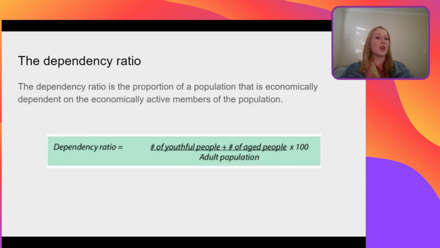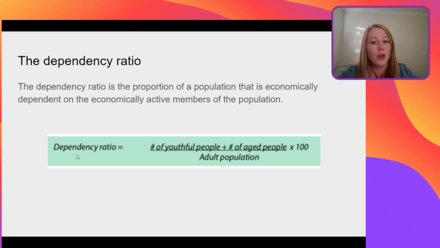Dependency ratio is looking at how many people are economically inactive, as in economically dependent, as in they are too young or too old to be working, they shouldn't be working, and comparing it to the number of people that are in the adult age group and are earning money. So if you have a lot of youthful people or a lot of aging people depending on a small adult population, it can put a lot of strain on that adult population. So that is the dependency ratio.